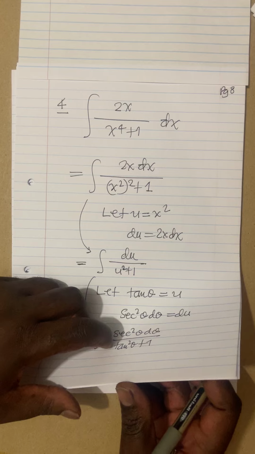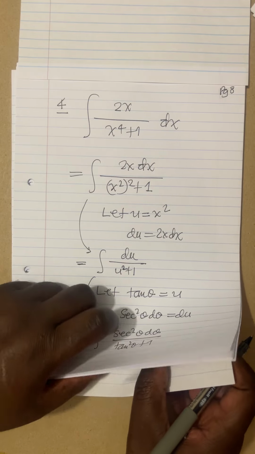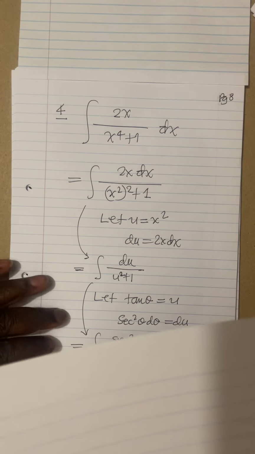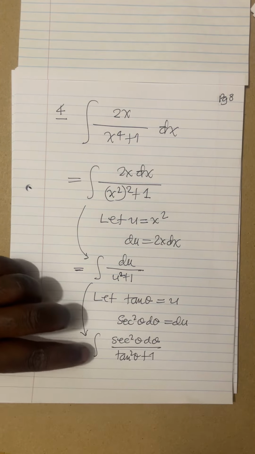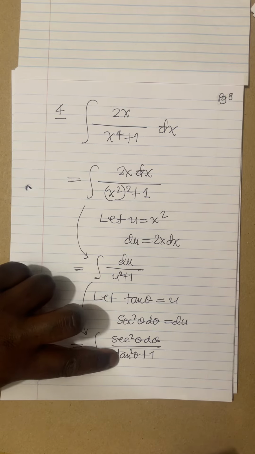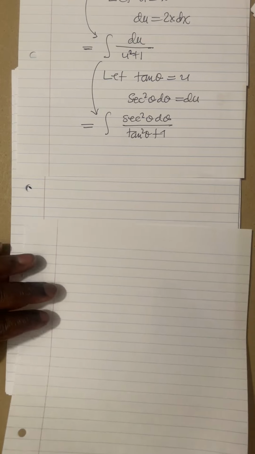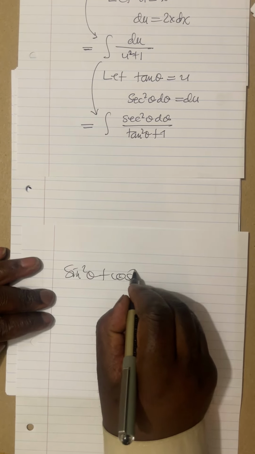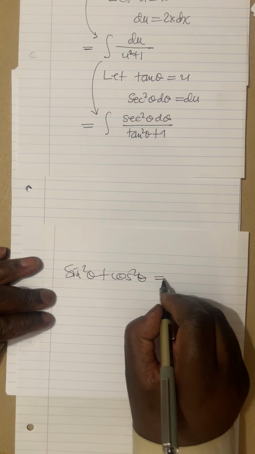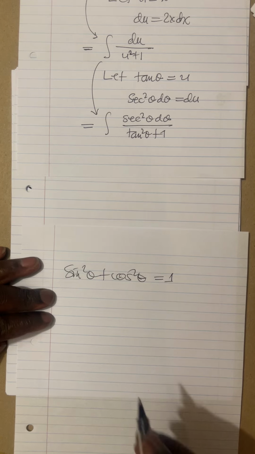Again, for someone who is watching this video and has not watched some of the videos I presented already, for continuity's sake, I must explain how tan squared theta plus 1 is sec squared theta. Let me explain on this page here. We know that sine squared theta plus cos squared theta equals 1. We know this. Let's divide throughout by cos squared theta, assuming cos squared theta is not equal to 0.